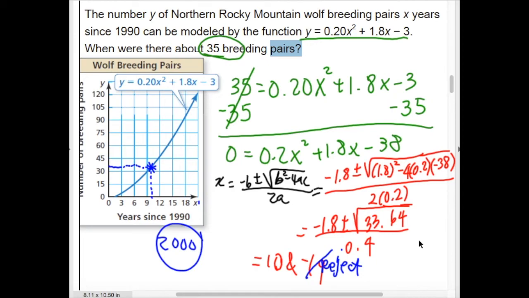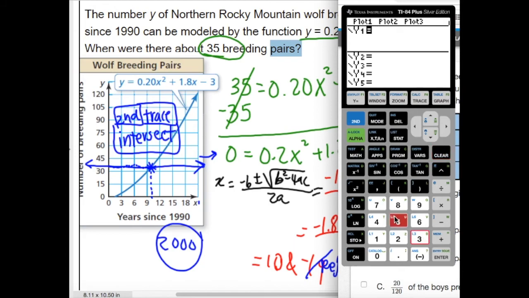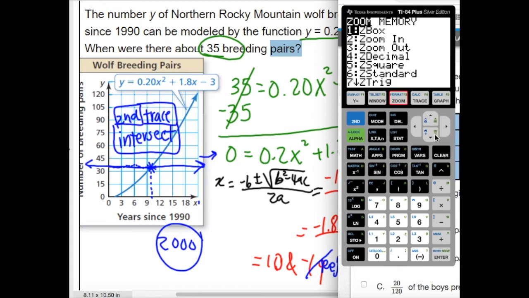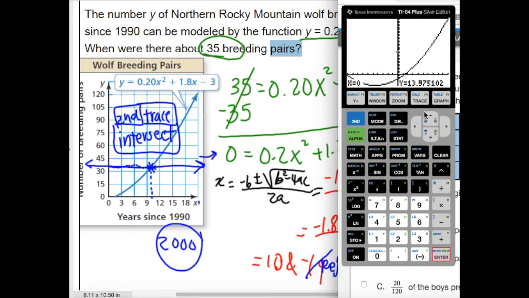The next way that I want to look at is to use the graphing calculator to find the intersection of this equation in this context. So take out your graphing calculators and insert y equals 35 because I want to find out when there are about 35 breeding pairs. And then the equation given, 0.2x squared plus 1.8x minus 3. It's going to give you a parabola because it's a quadratic function. Then I want to go all the way up to where it meets y equals 35.